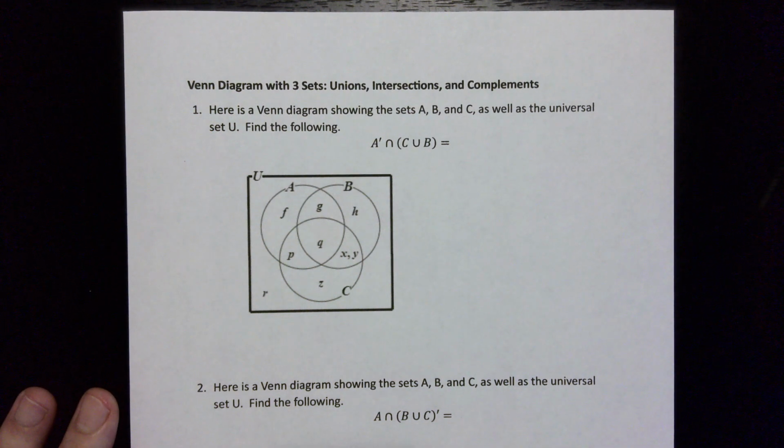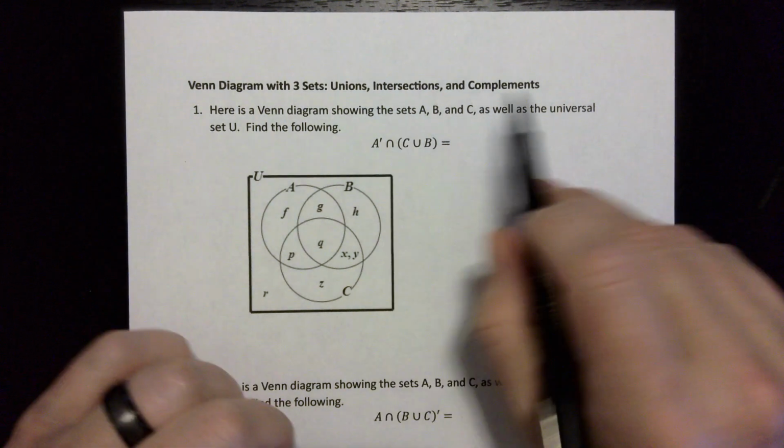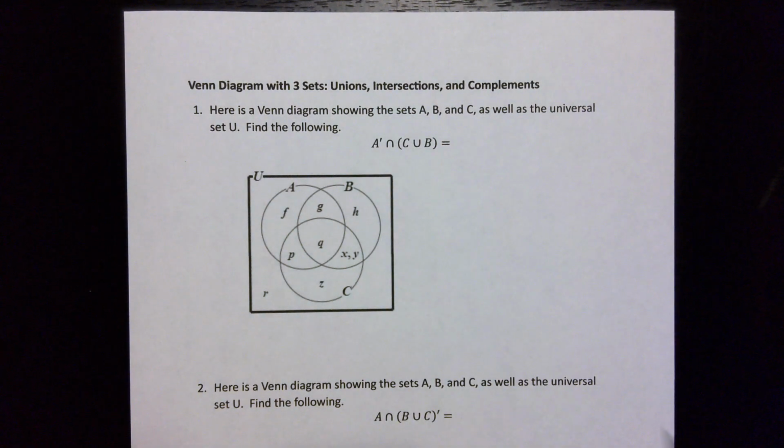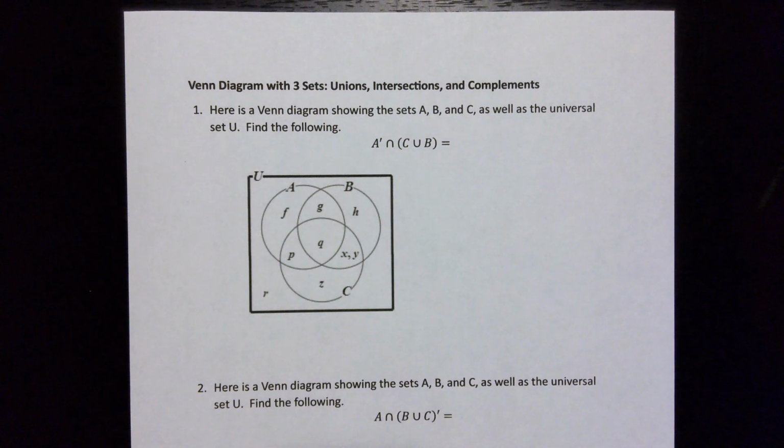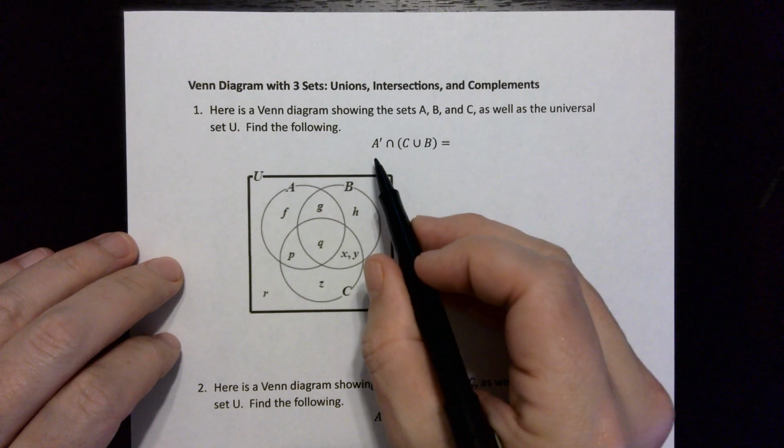In this video, we're going to be looking at Venn diagrams with three sets. Unions, intersections, and complements will be included. Okay, so we have this Venn diagram that's given to us, and they're asking us to figure out this.